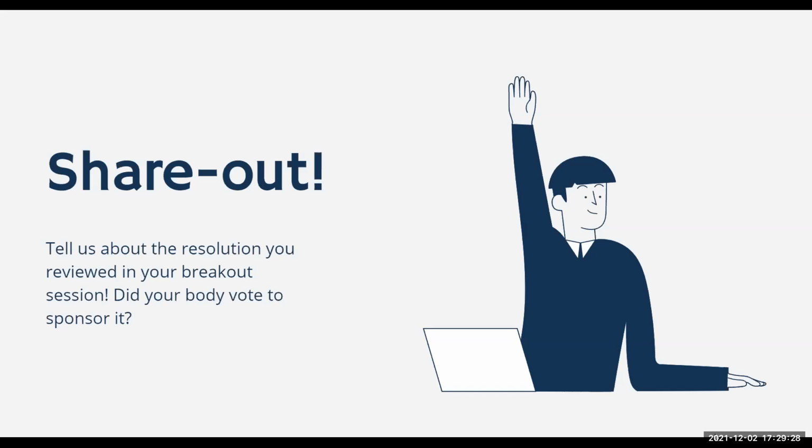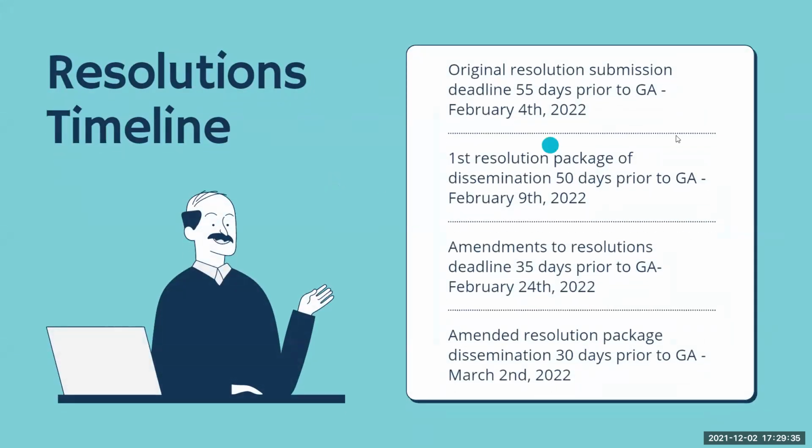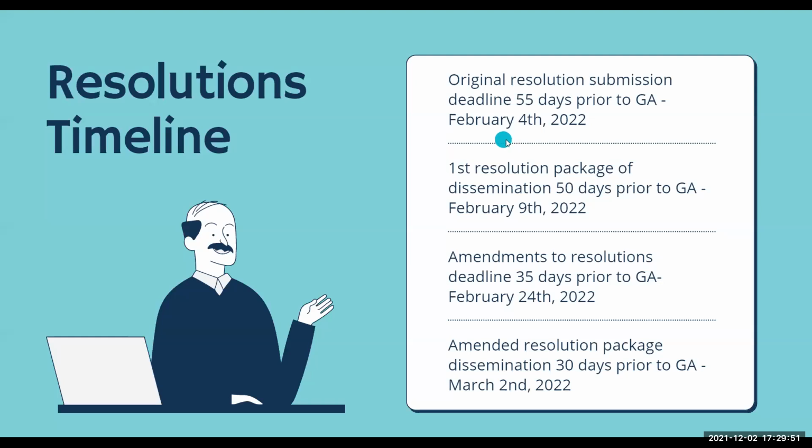But let's wrap up this webinar. Pretty short, but still good stuff going on. But let's move on. So you guys have probably seen this a lot, but this is the resolutions timeline for this year. And these are all the submission dates for the process this year. So the original resolution submission deadline is going to be 55 days prior to GA. That's going to be February 4th, 2022. And obviously, because the years change on January 1st. And then once we get all those resolutions that are submitted, and remember, those are all resolutions, got to be submitted by that February 4th.